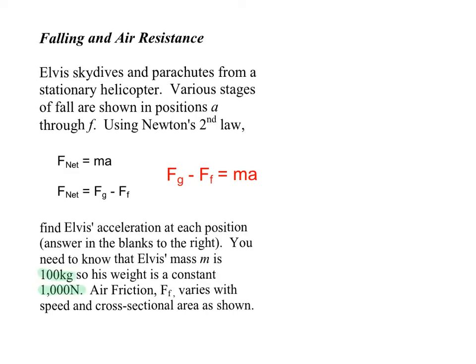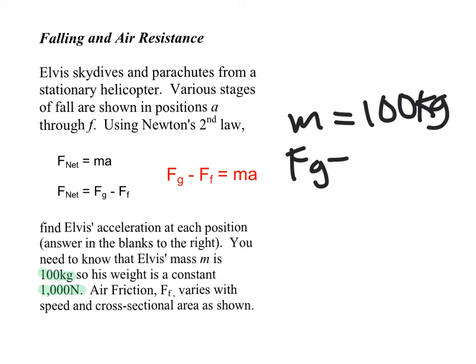The first thing I like to do in any physics problem is always identify the givens. So here, as we've highlighted in green, you've got a mass that's going to be equal to 100 kilograms the entire time of our Elvis skydiver, and then we've also got a constant force of gravity that won't change, because force of gravity is equal to mass times acceleration of surface gravity here on Earth, which then means that it's going to stay the same at 1,000 newtons the entire time.